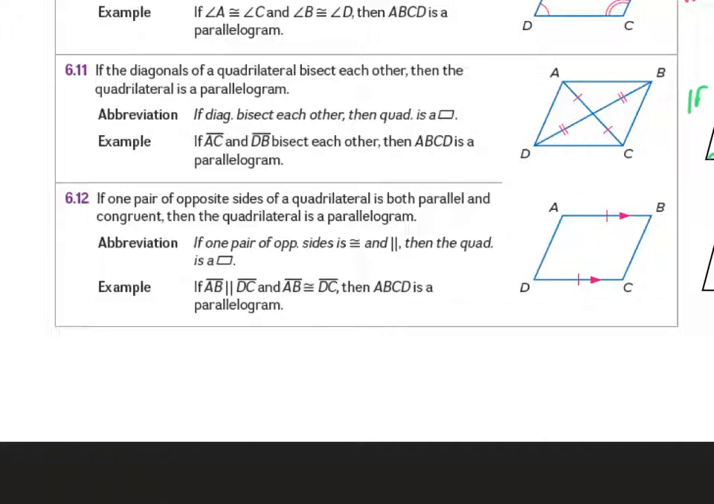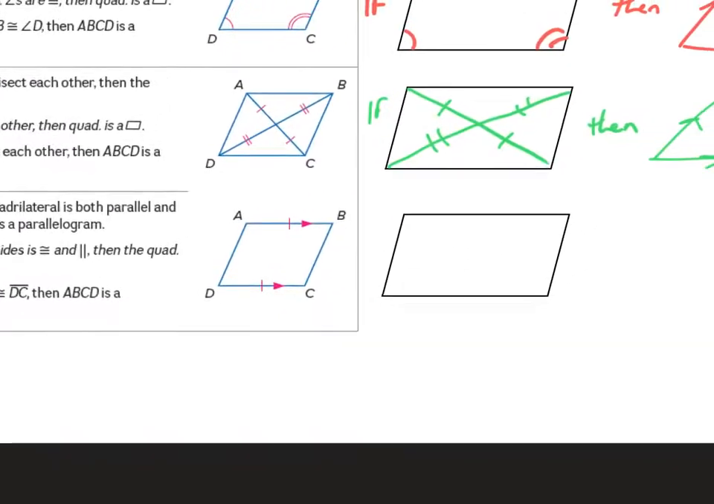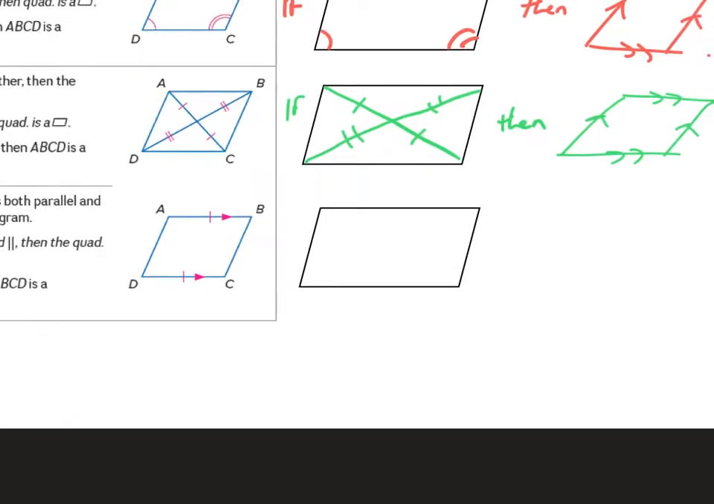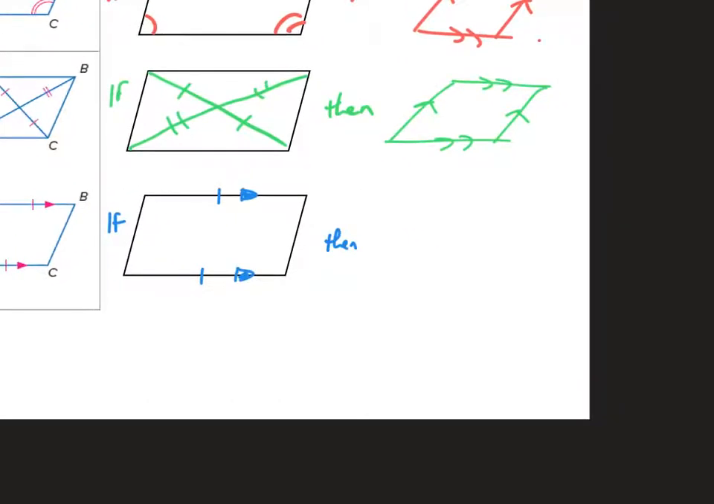Then that means that we have enough information to claim that the quadrilateral is a parallelogram. So if congruent and parallel, I could claim that the quadrilateral is now a parallelogram.